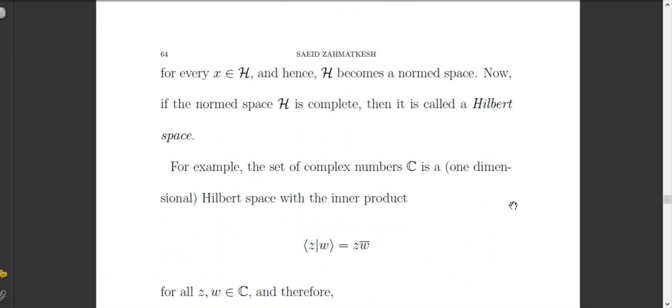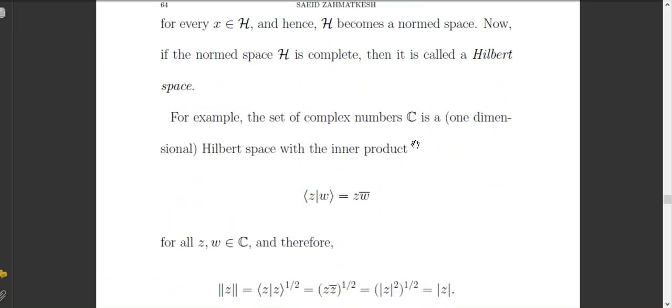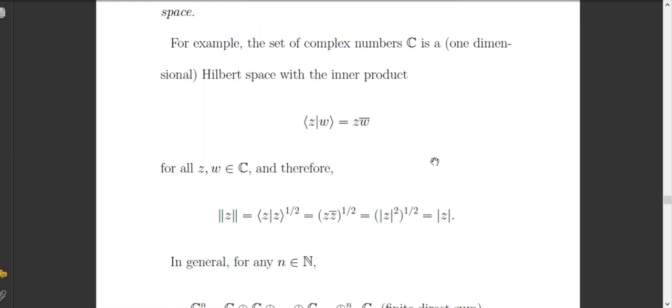And then, okay, let's start with some examples here. The set of complex numbers C, I can say the simplest example that we can give is that C is a Hilbert space. Actually it is a Hilbert space with this inner product. It means the inner product of every two elements of C is defined to be z times the conjugate of w. It means z w bar. So actually C with this inner product is a one-dimensional complex Hilbert space.